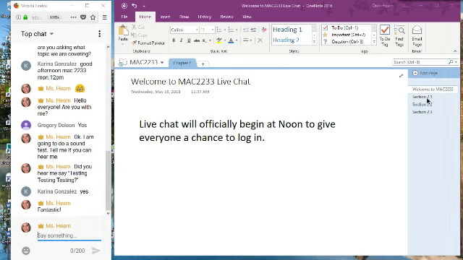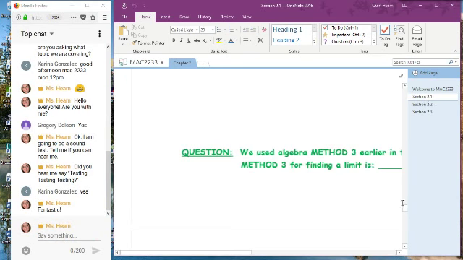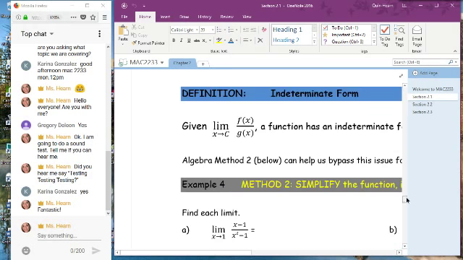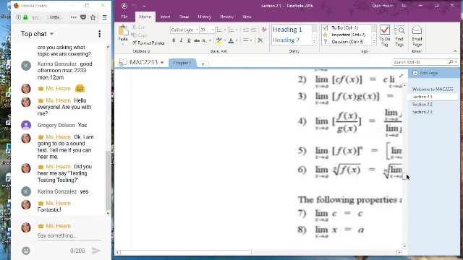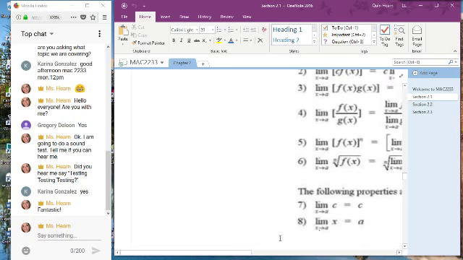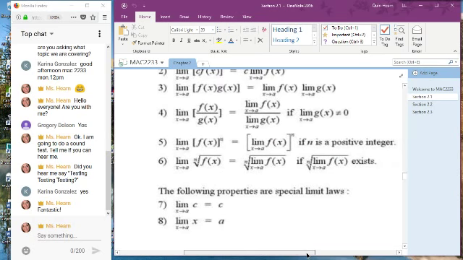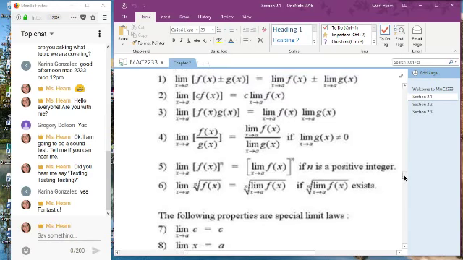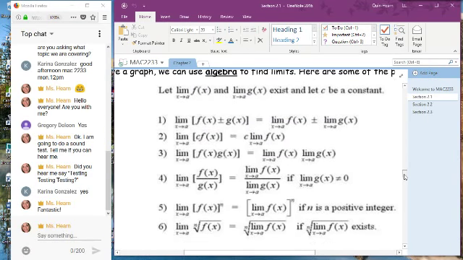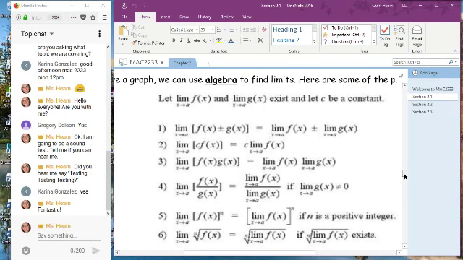I'm going to pick up where we left off in class, which, if you recall, we were talking about how to find limits. And we were looking for a better way than to just have to graph the function every time and look at the graph. So we said that there are certain properties of limits that will allow us to break apart functions into small pieces and deal with them that way.